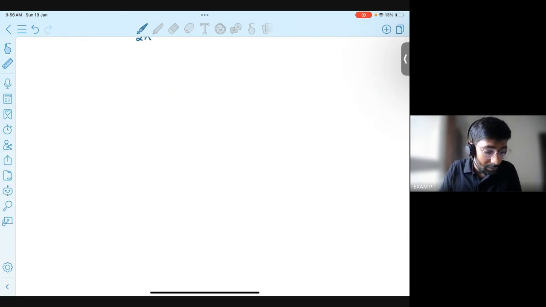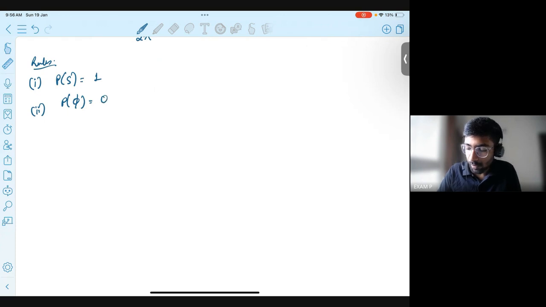Now, some other rules about probability. The probability of the entire sample space is 1. The probability of the null set is 0. If there is an empty set, of course, the probability would be 0. The entire sample space occurring, the probability is 1.